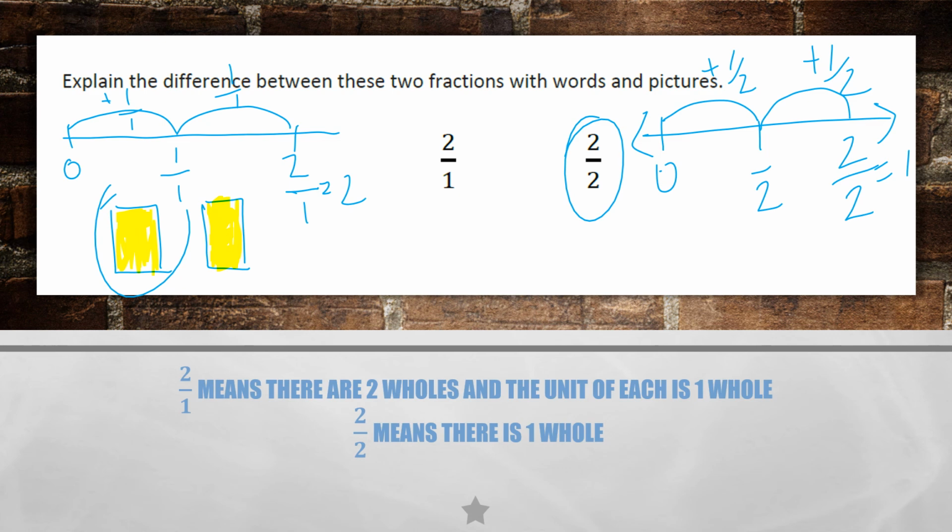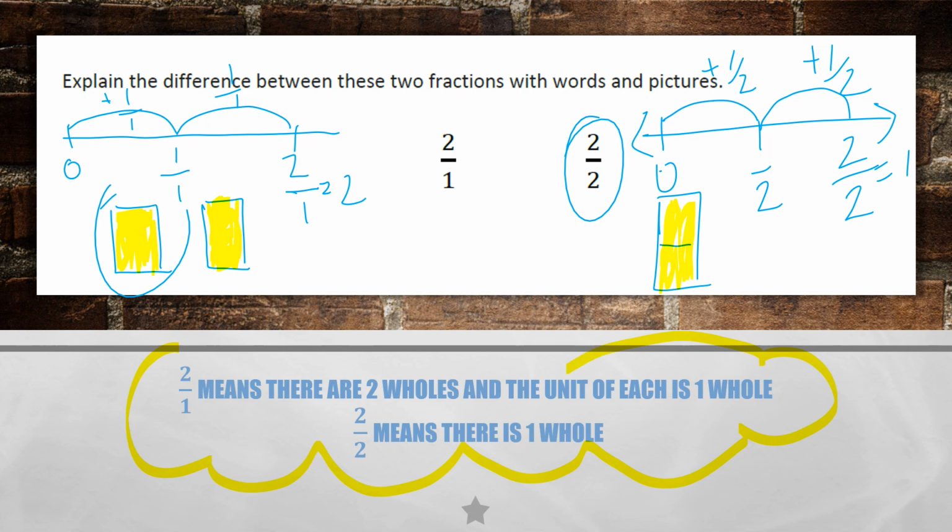Let's prove it with a picture. If I have my whole partitioned into halves, and 2 of the halves are shaded in. So 2 halves is the same as 1 whole, but 2 over 1 is the same as 2 wholes. And I kind of discussed that down here. 2 over 1 means there are 2 wholes, and the unit of each is 1 whole. 2 halves means there's 1 whole.